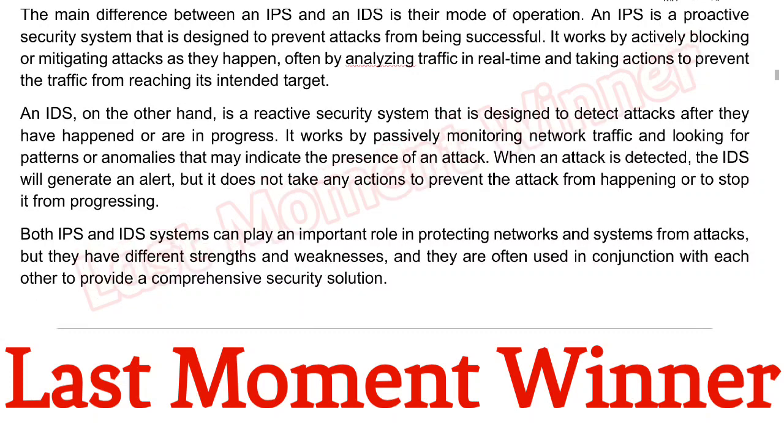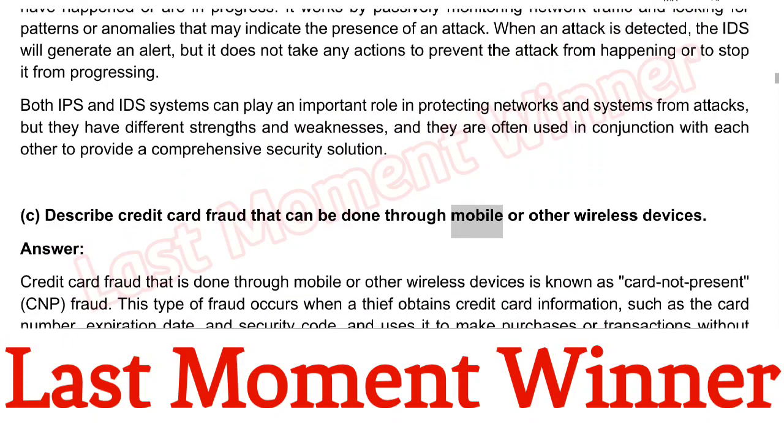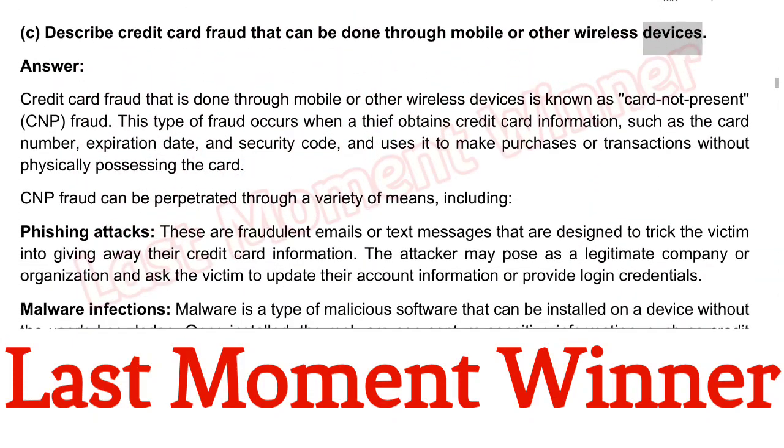C. Describe credit card fraud that can be done through mobile or other wireless devices. Answer. Credit card fraud that is done through mobile or other wireless devices is known as card not present, CNP, fraud. This type of fraud occurs when a thief obtains credit card information, such as the card number, expiration date, and security code, and uses it to make purchases or transactions without physically possessing the card.